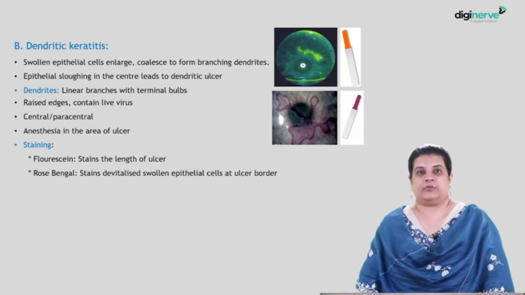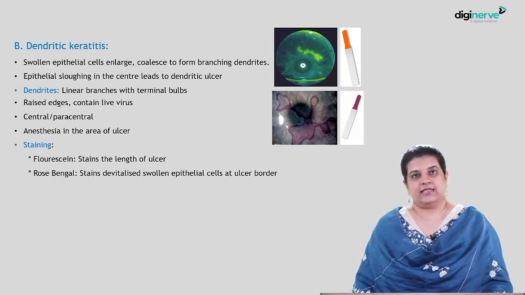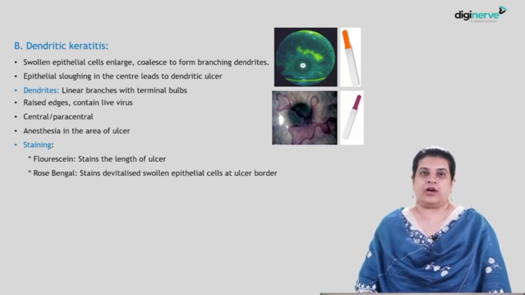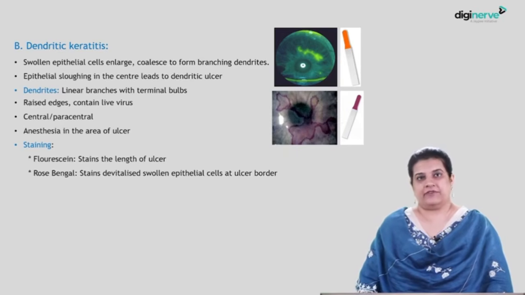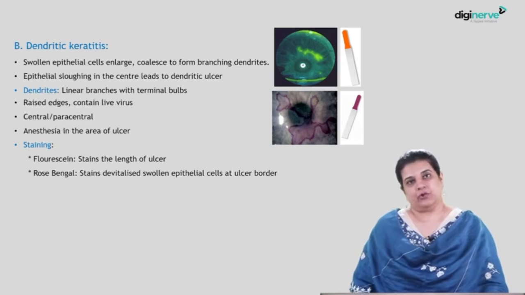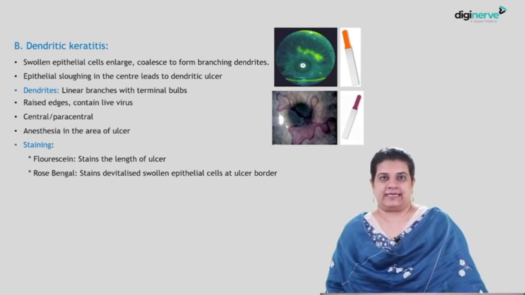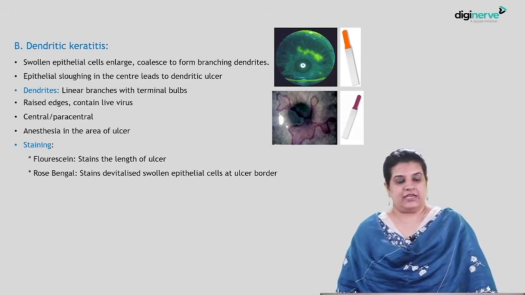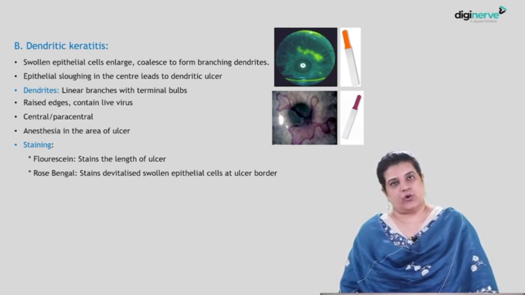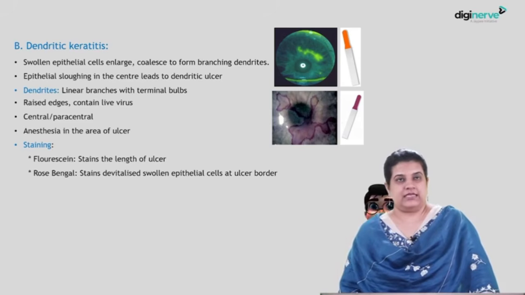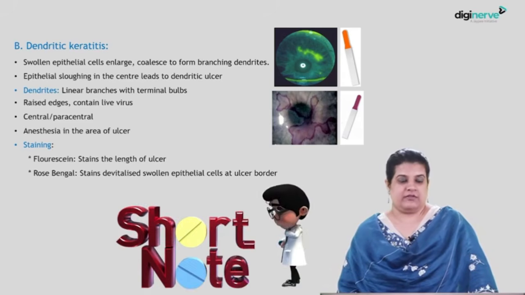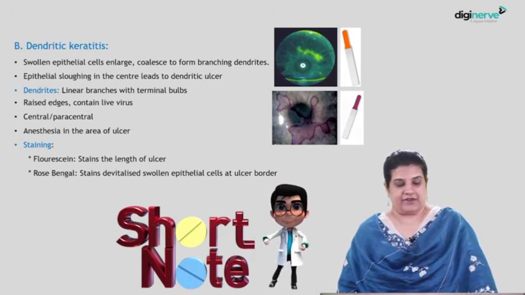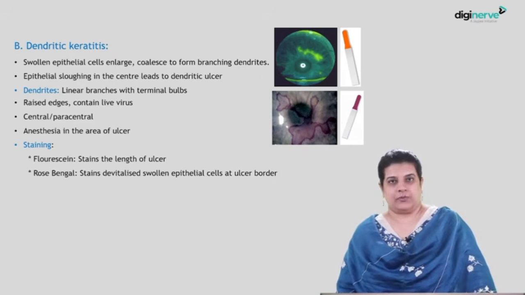The patient can also present with dendritic keratitis. In this, we have swollen epithelial cells that enlarge and coalesce to form branching dendrites. These dendrites have terminal bulbs, so they appear slightly elevated from the surface. They can be viewed under a cobalt blue light on a slit lamp after staining the corneal surface with fluorescein. Epithelial sloughing can be seen in the center, and that leads to formation of dendritic ulcer. These dendrites have linear branches, they have raised edges, they contain live virus, they are usually central or paracentral.